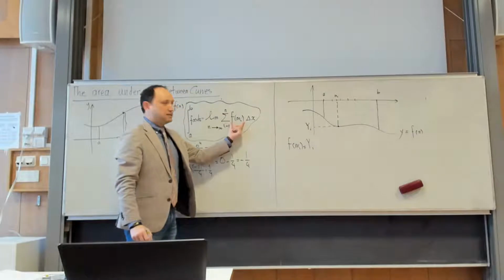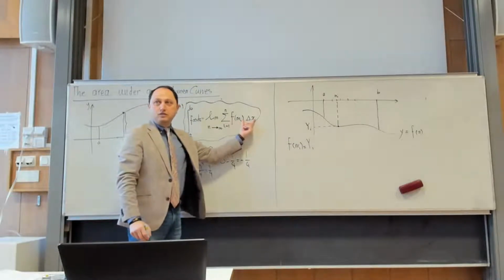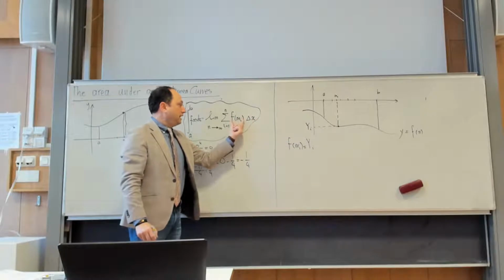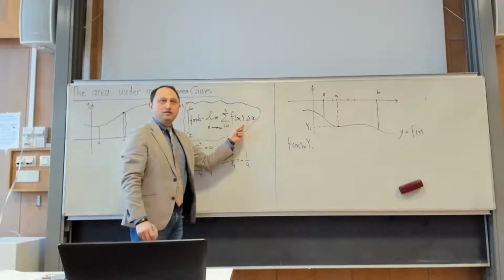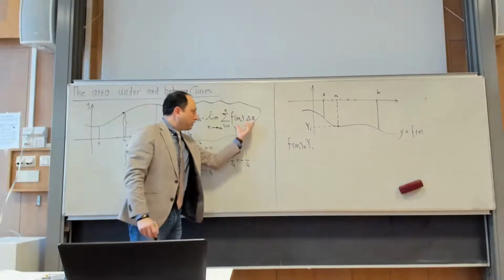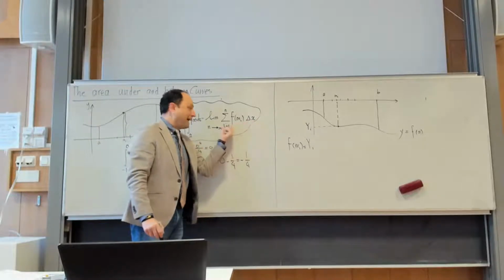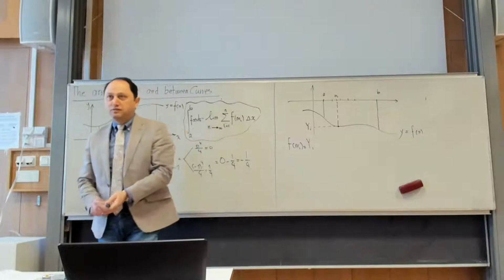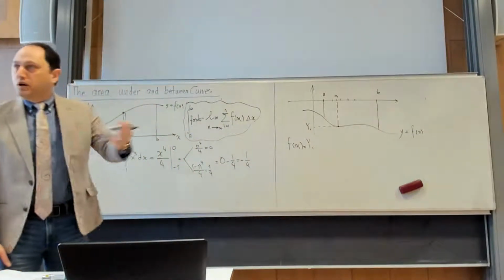f(mi) everywhere is negative. Delta x is always positive. You multiply a positive number by a negative number, it becomes a negative number. But all of them are negative. You are adding a lot of negative numbers. Is it possible to get a positive number at the end? No. So it becomes negative.